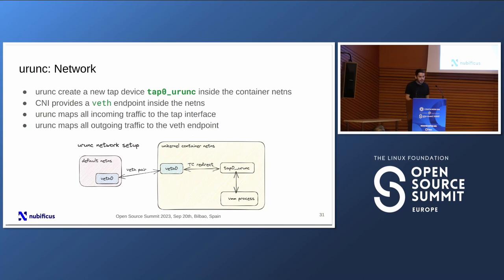So for the networking, we have decided we can use the VEF endpoint that the CNI plugin provides us. In order to provide networking for our unikernel, we create a new tap device inside the container network namespace. Using traffic control redirection, we map all incoming traffic to the tap interface and all outgoing traffic to the VEF endpoint. So we can then pass the tap device to the VMM.